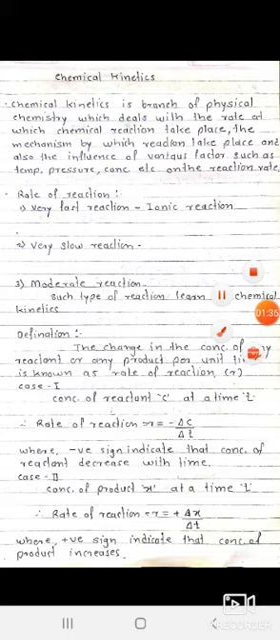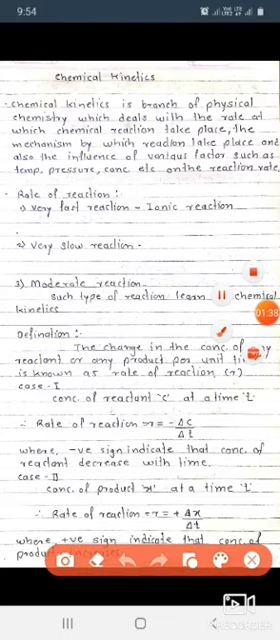So out of this, the first concept is the rate of reaction. On the basis of rate, chemical reactions are classified into three types. Very fast reactions: all ionic reactions come under very fast reactions. The next type is very slow reactions, where rusting type of reaction is present, for example corrosion of iron. It is an example of a very slow reaction.